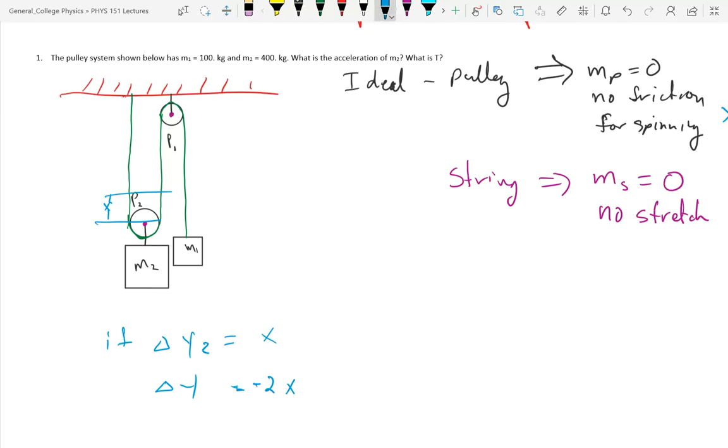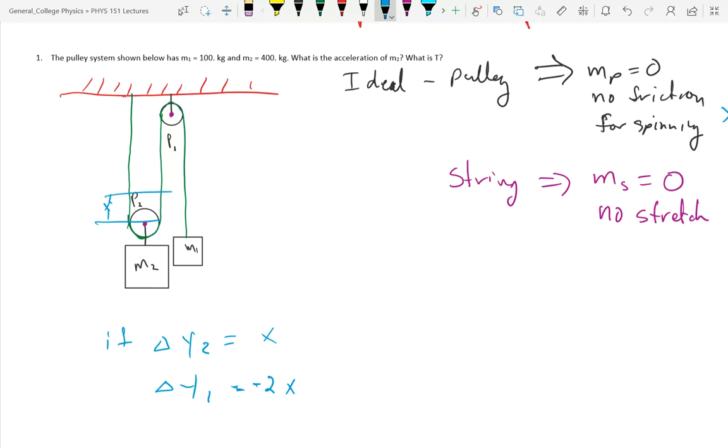And this is, of course, vital to make sure you have them correct. If mass 2 moves up a distance x, the mass 1 moves down a distance 2x. And so we have the signs reversed because one's up and one's down. We have the 2, and the easy way to get this once you've gone through it is there are 2 strings coming off of here, 1 string here. So it has to be a 2-to-1 ratio.